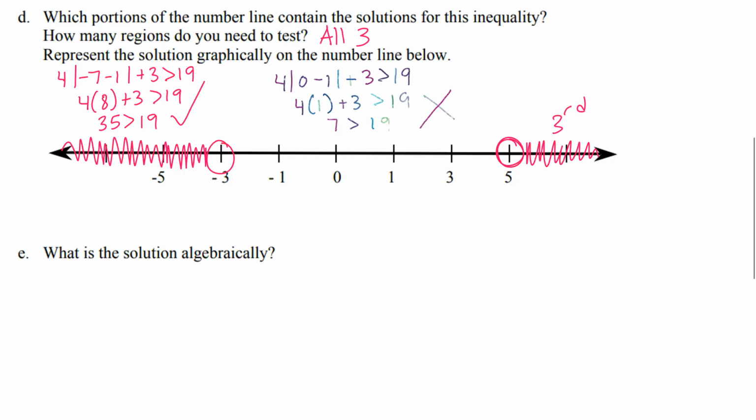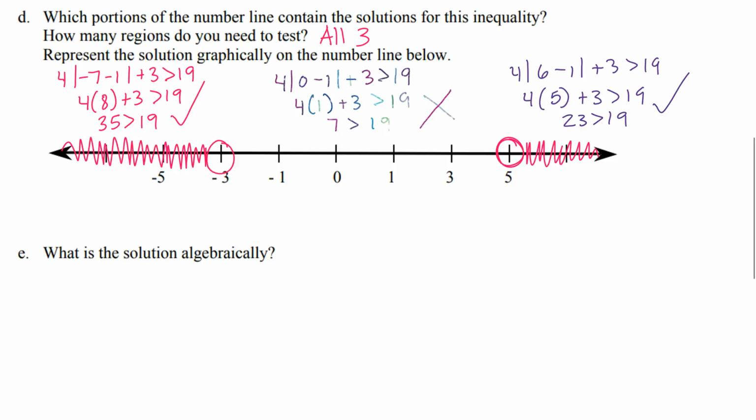And last region, third region, pick a number. 6. So 6 minus 1 is 5. The absolute value of 5 is 5. 4 times 5 is 20. 20 plus 3 is 23. Is 23 greater than 19? So we have everything shaded correctly here.